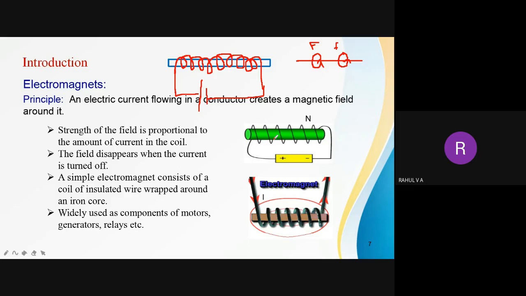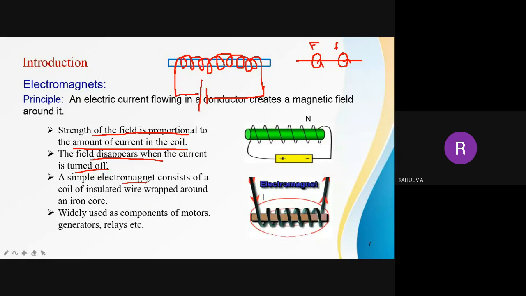And I can say that the strength of the magnetic field is proportional to the amount of current in the coil. So the strength of the magnet depends on the amount of current flowing through the coil, and the field disappears when the current is turned off. Only when the current is there will the magnetic field be there. When the current is not there, there won't be any magnetic field.